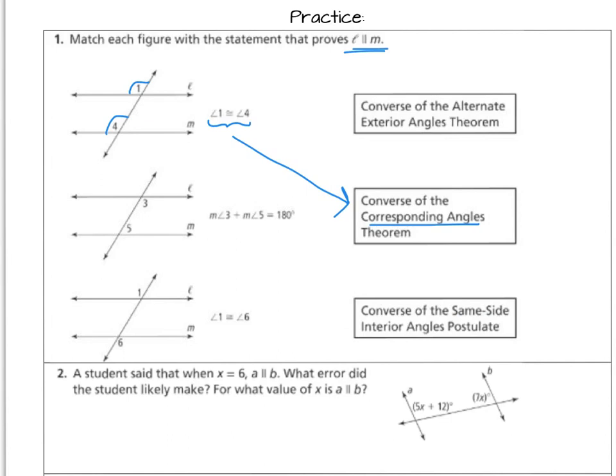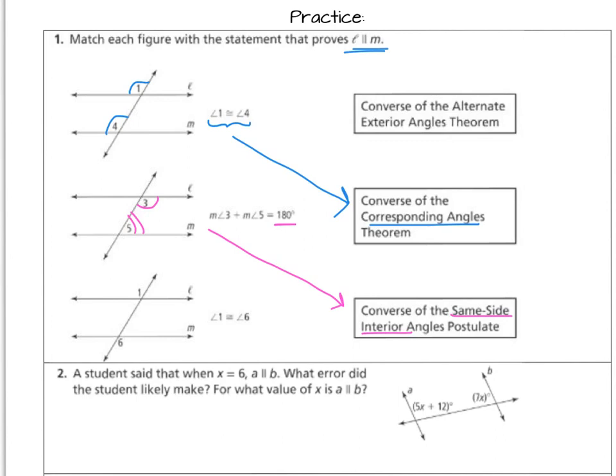All right, let's try the next one. Angle 3 plus angle 5 is equal to 180. So we have this angle here and this angle here. They add up to 180 degrees. Would that be an example of alternate exterior angles or same side interior angles? Take a look at where angles 3 and 5 are located. Notice they're in between the parallel lines and they're on the same side of that transversal. So this example is kind of the converse of the same side interior angles postulate. Therefore, the converse would prove that the lines are parallel.